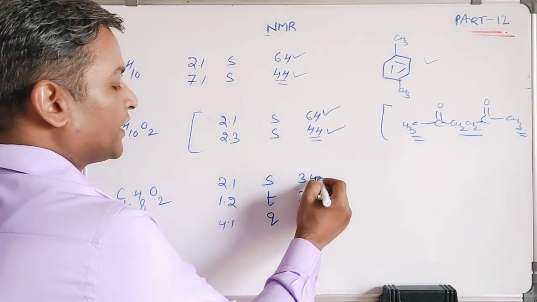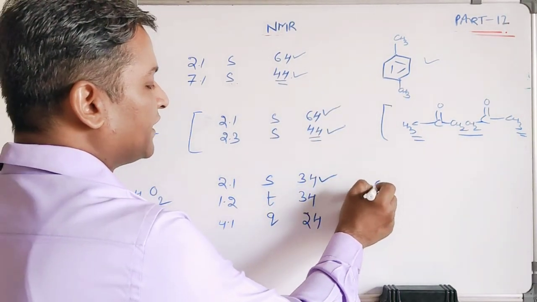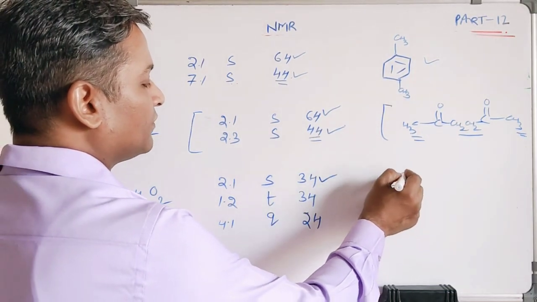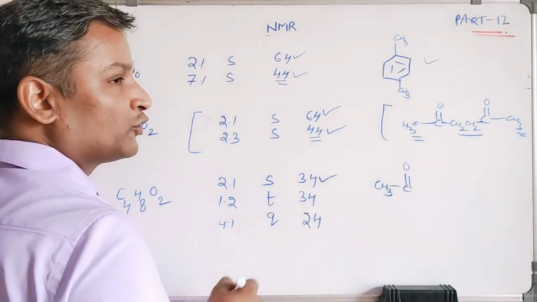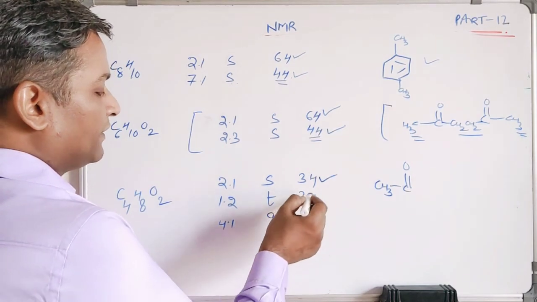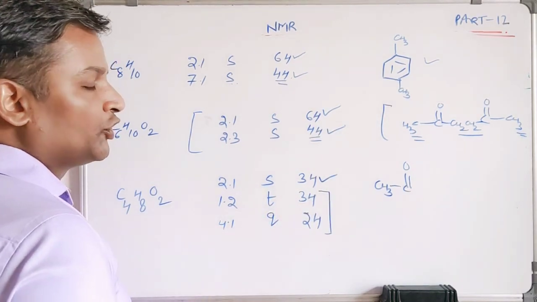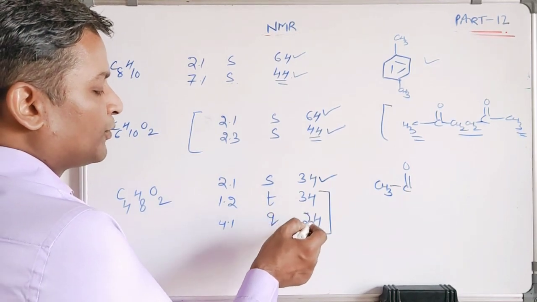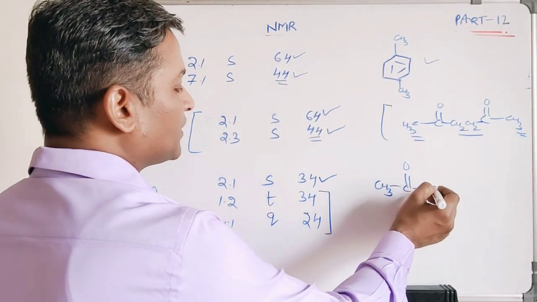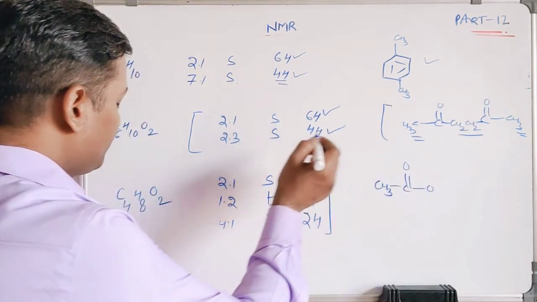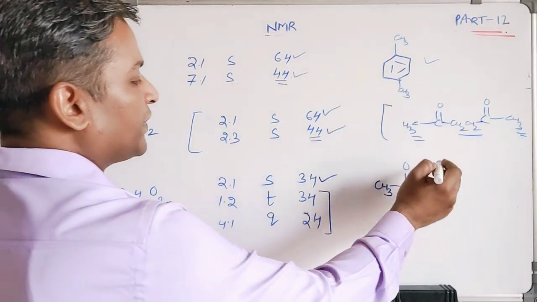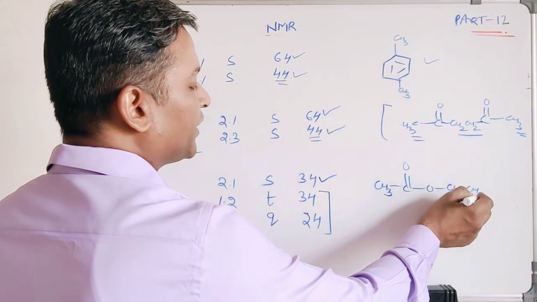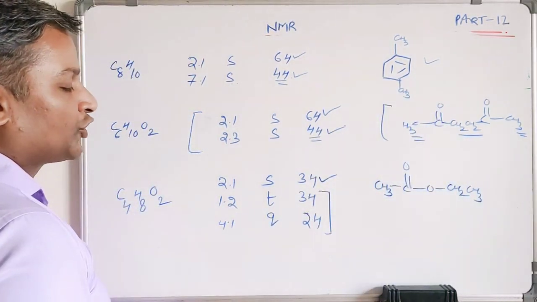Singlet for 3 protons always indicates CH3, and there must be CO. Only then we can have singlet for 3 protons. Then we have this important pattern, as I told you many times before also: triplet for 3 protons and quartet for 2 protons always indicate an ethyl group. But we have to account for 1 more oxygen, because there are 2 oxygen. So this should be the actual structure.